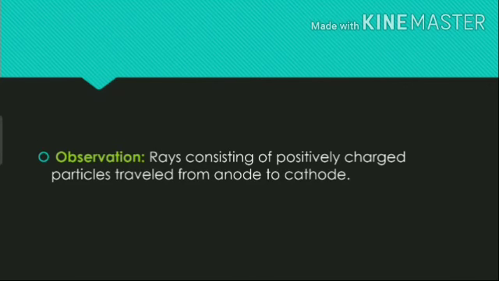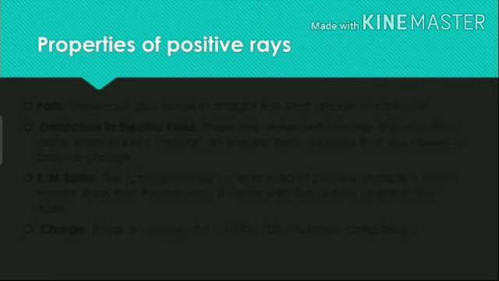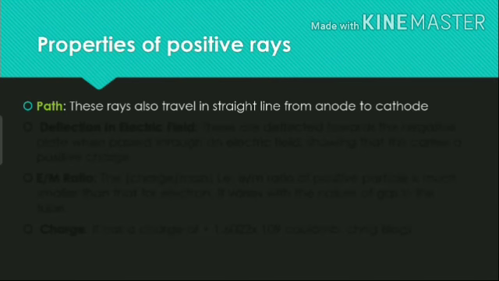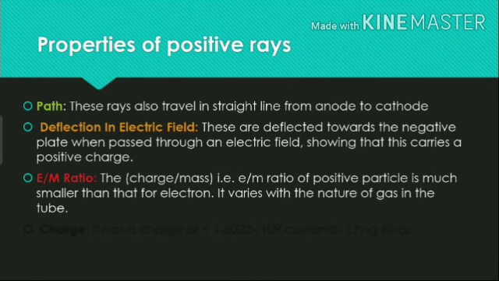Observation: rays consisting of positively charged particles traveled from the anode to the cathode. Result: the name proton was given to the positively charged particles. Let's see the properties of protons, or positive rays called anode rays. Number 1, path: these rays also travel in straight lines from the anode to the cathode. Number 2, deflection in electric field: these are deflected towards the negative plate when passed through an electric field, showing that they carry a positive charge.